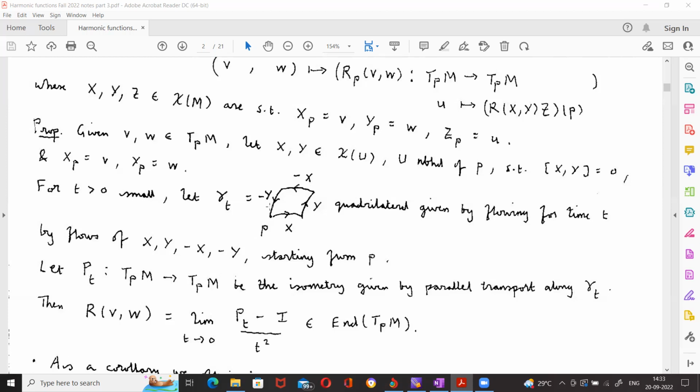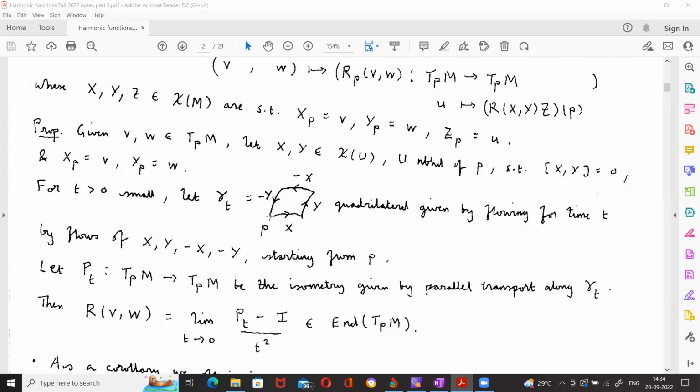Okay, now you let the length tend to 0, so let T tend to 0. Then PT, of course, will converge to the identity, right? Since you're parallel transporting along small loops. And you would expect that since these sides are of length of order T, the parallel transport will be of order T distance from the identity, right?